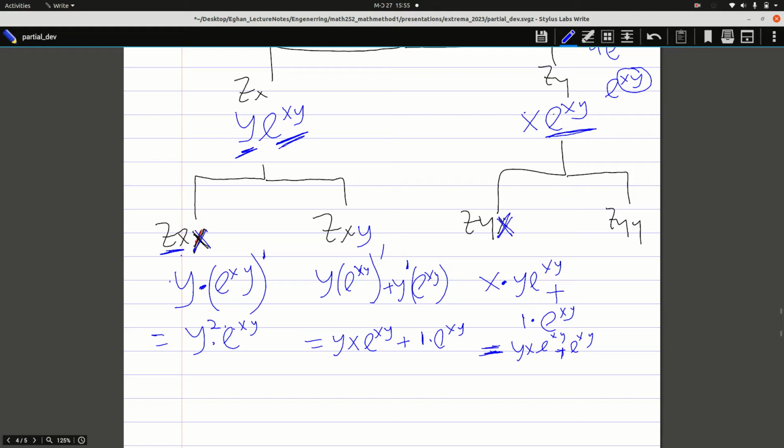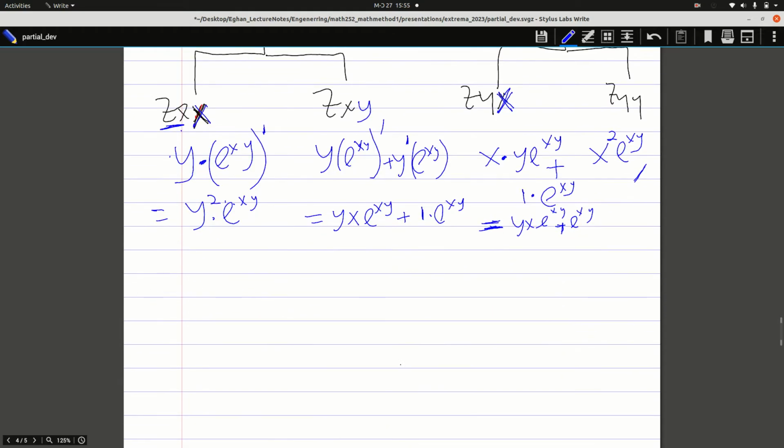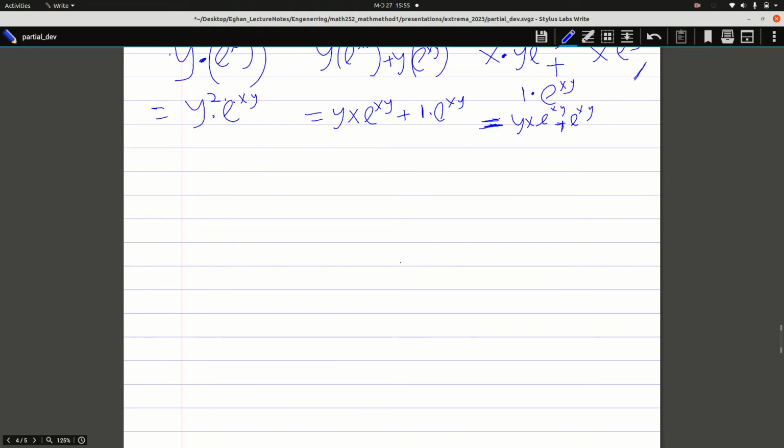You check that. Now f_yy, I don't need any product rule because the y term is just in the exponent. I'm going to simply get x squared e^(xy). Please verify these answers, especially with the product rule. Okay. I think I have one more example.